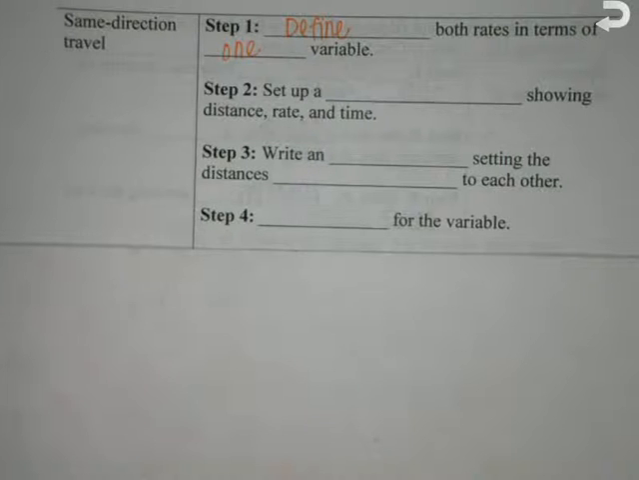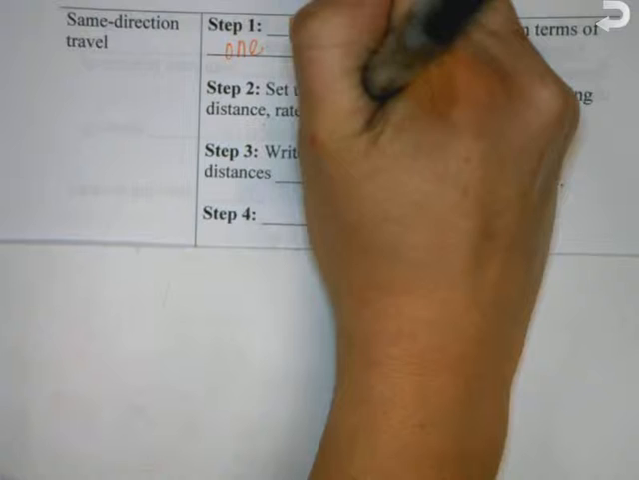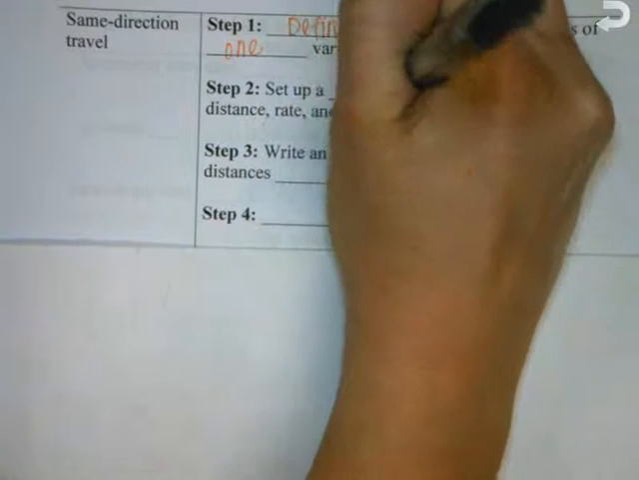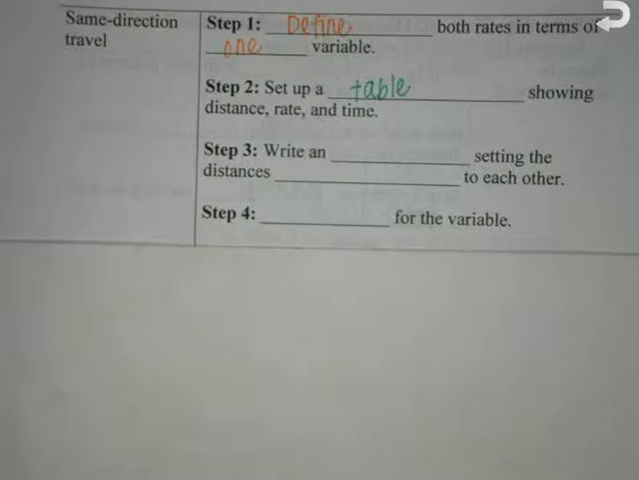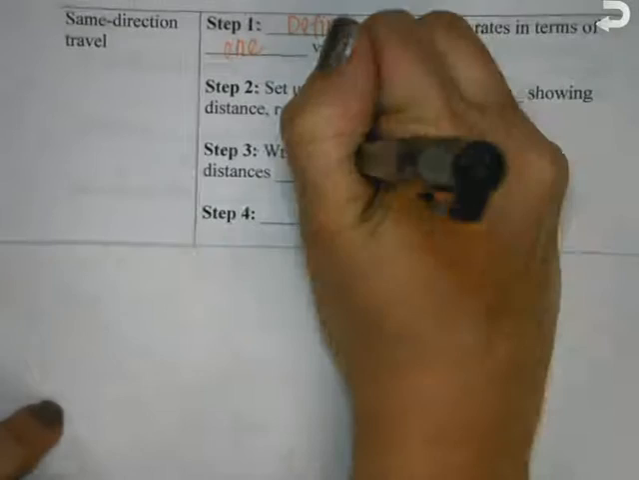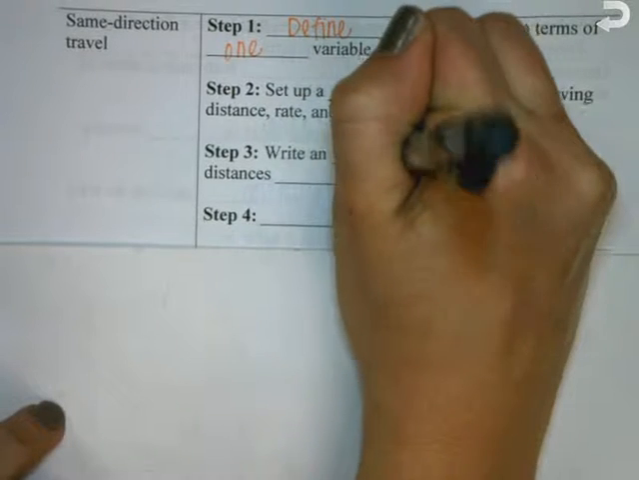Step 2, you are going to set up a table showing distance, rate, and time. So the table actually looks exactly like the other one. Step 3 is the one that's different. You are going to write an equation setting the distances equal to each other.